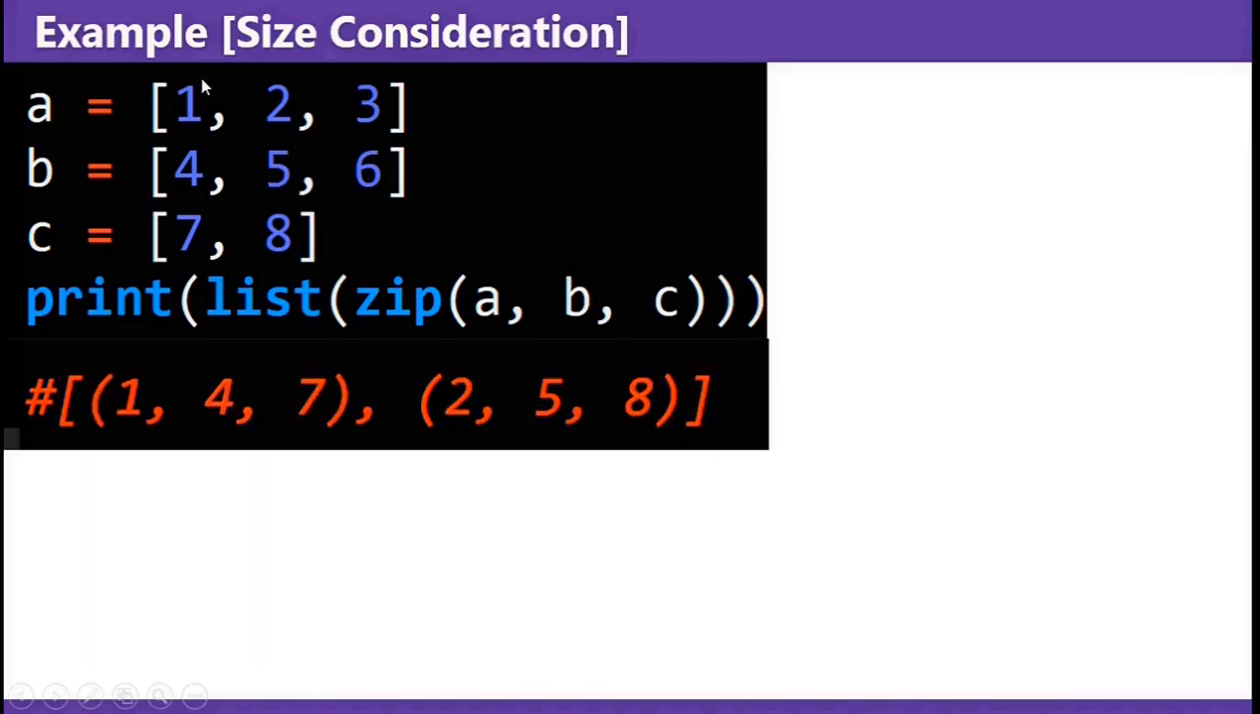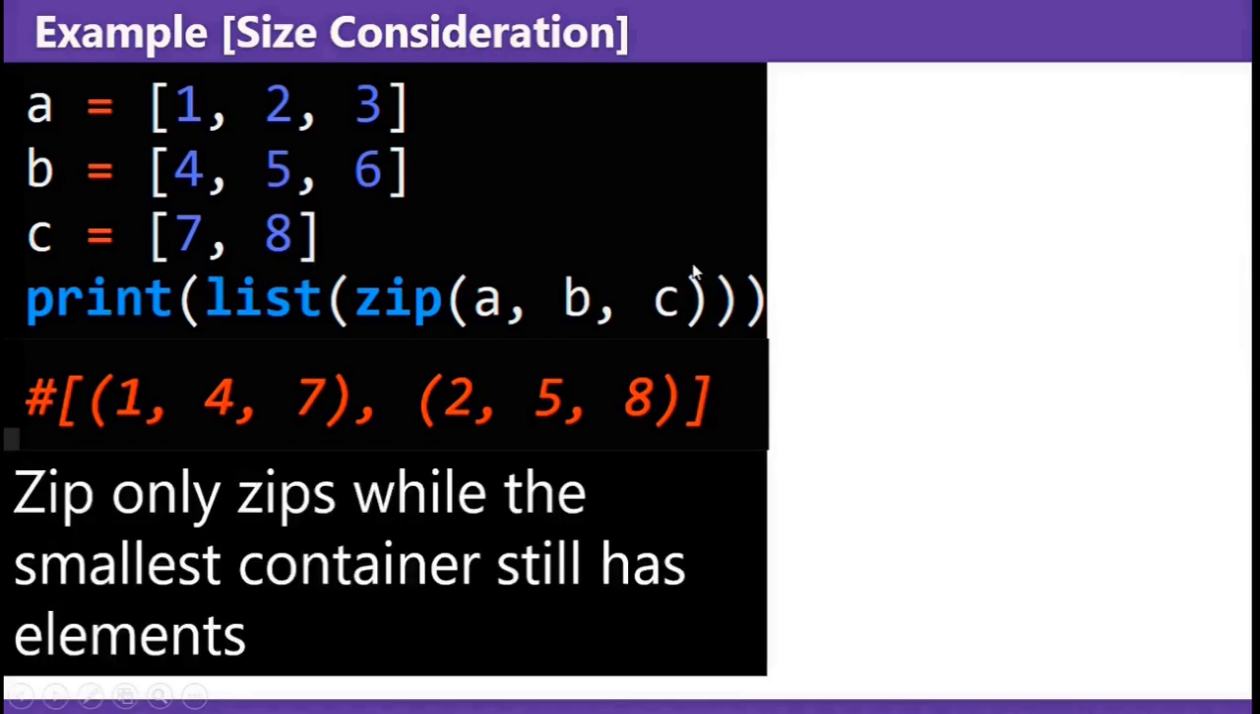From the output, 1 is at index 0, 4 is at index 0, and 7 is at index 0 in their original list. So in the zipped list, they're all together in one tuple. You also see from this output, though, zip only zips while the smallest container still has elements. The element at index 2 in the first list has nothing done with it because there's no element to pair them up with from list C.